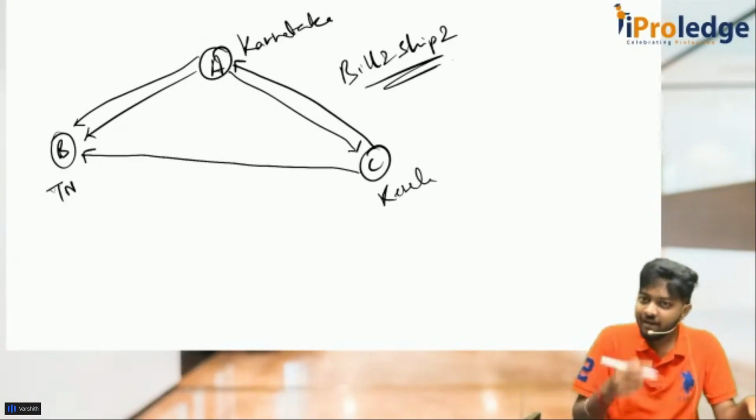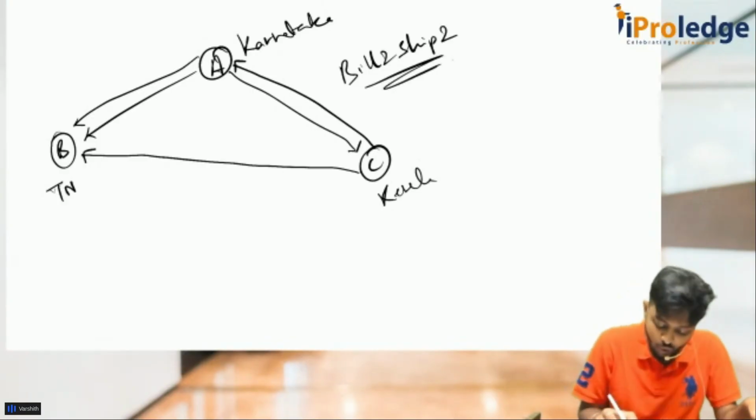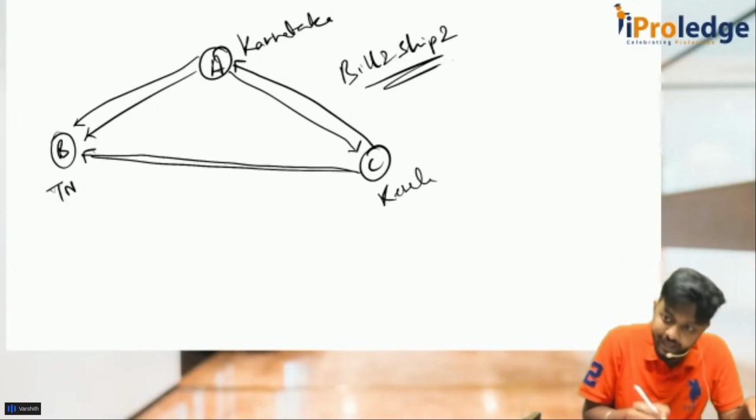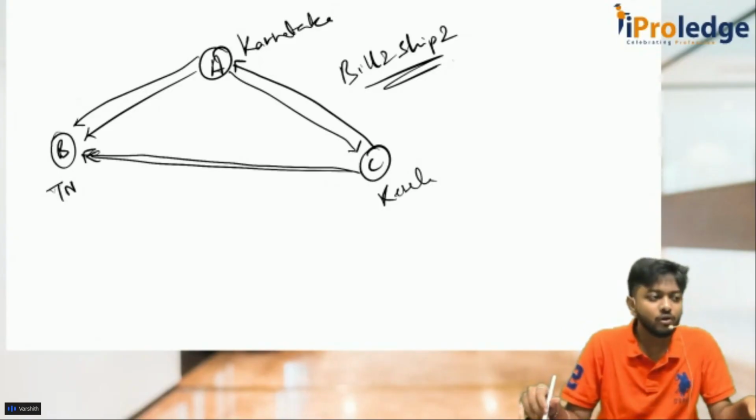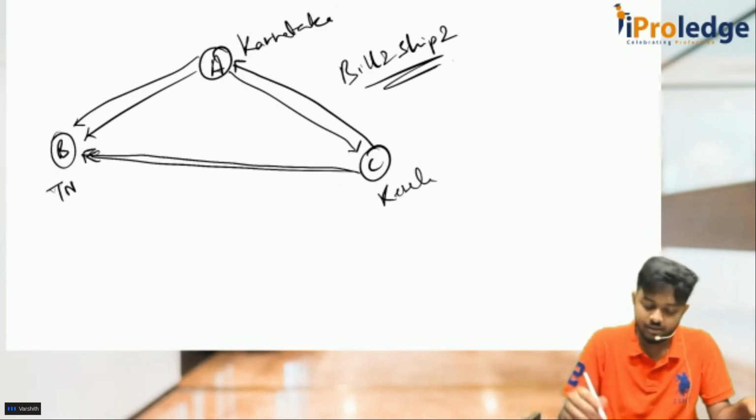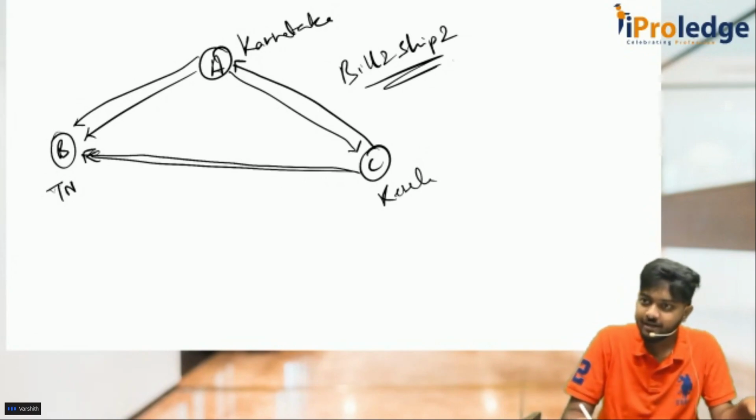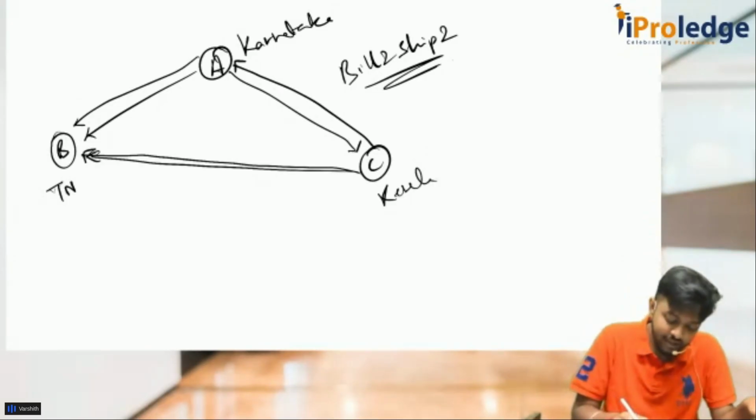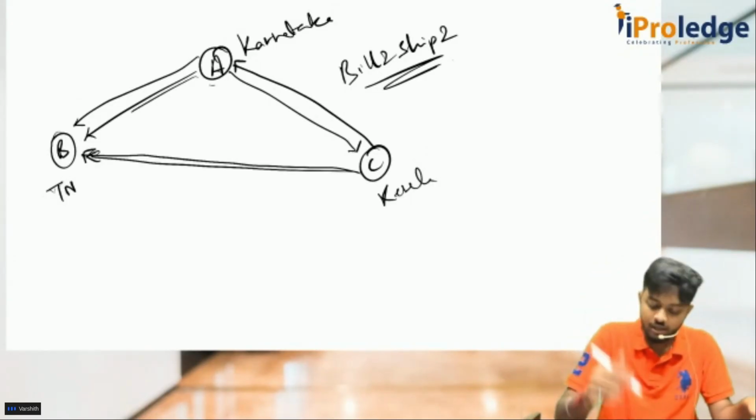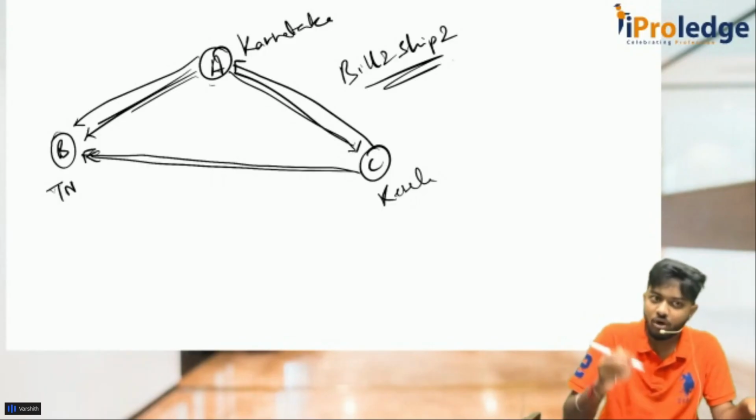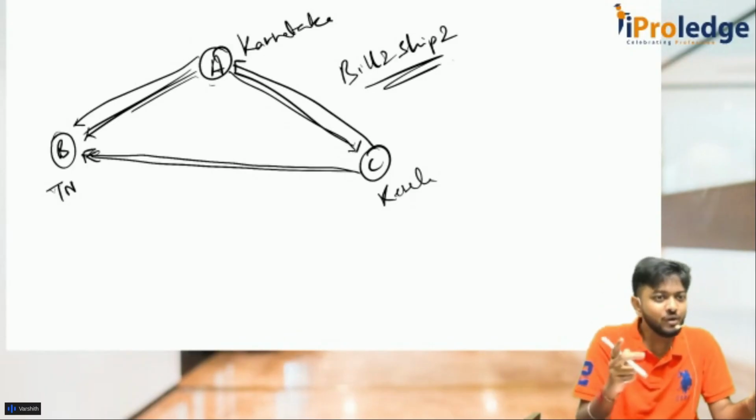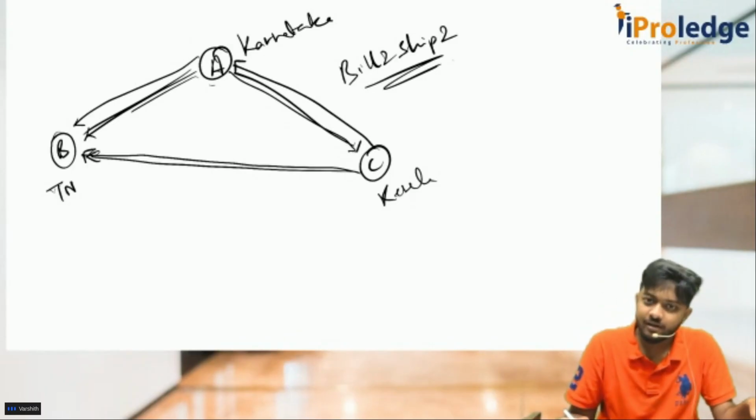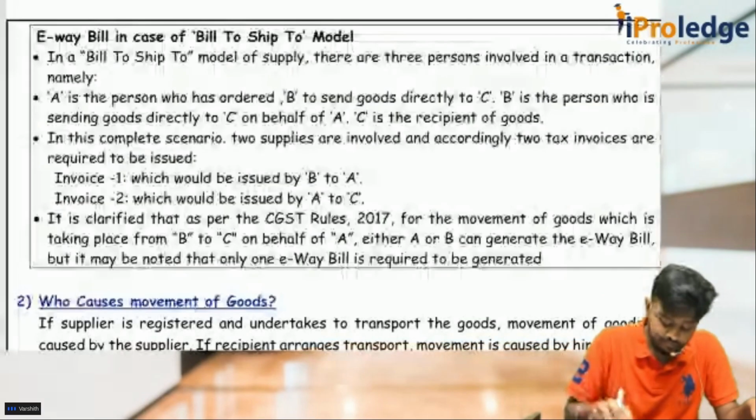Now, what about e-way bill in this case? Who should generate? Because goods is going from C to B directly. Correct? C to A to B is not happening. What to do? Who will generate the e-way bill is the question. C, because C is causing the movement. But actually A is supplying to B, no. Two e-way bills to be generated? Because here one supply, here one supply. What are the two e-way bills? Or is one e-way bill sufficient? If one e-way bill is sufficient, who is supposed to generate? So we'll see what they have told.